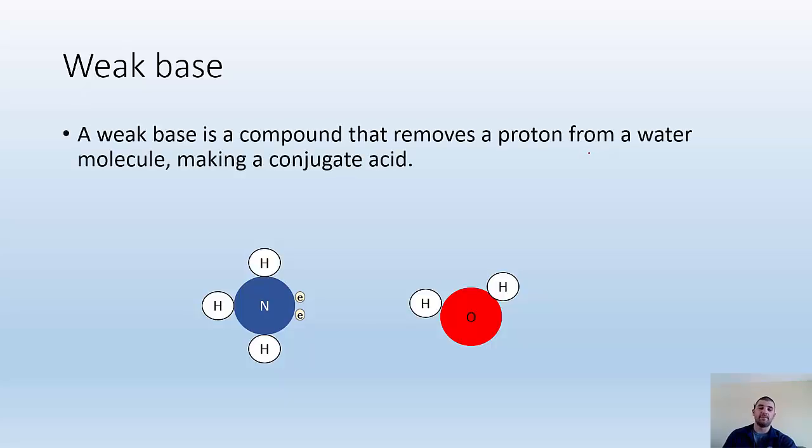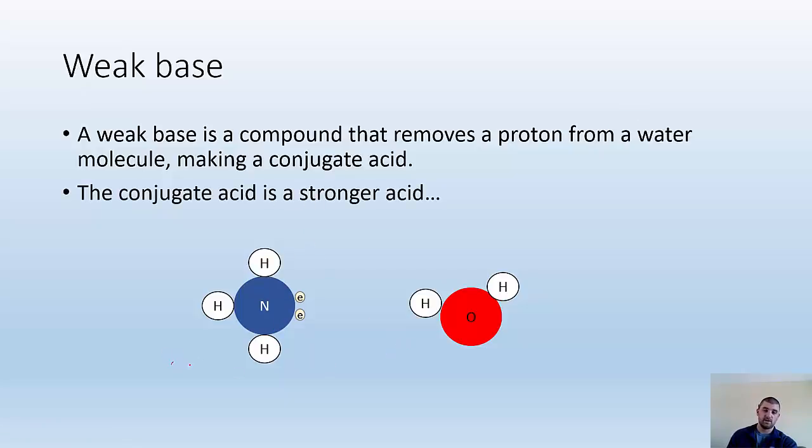A weak base is a compound that removes a proton from a water molecule, making a conjugate acid. So the conjugate acid is a stronger acid. If we're taking a look here, NH3 is going to be my base, and it's going to steal a proton from water. Boom. So it's taking that proton from water, and it becomes a stronger conjugate acid. So now that it's NH4 plus, it's a stronger conjugate acid.